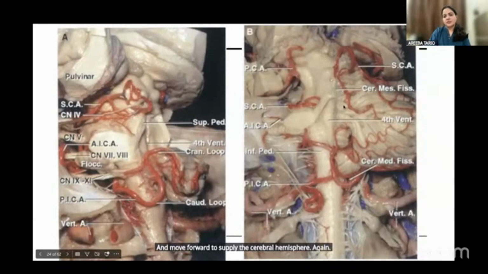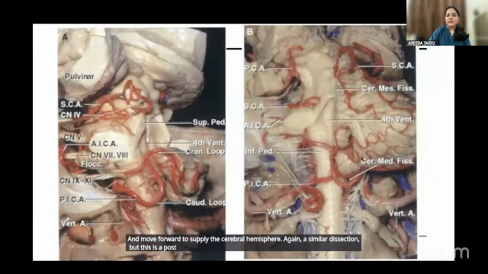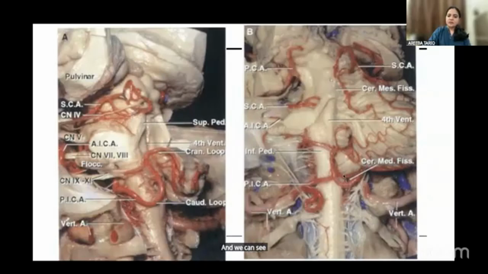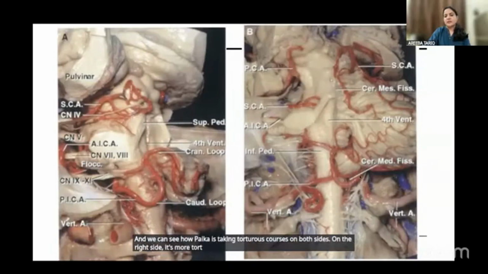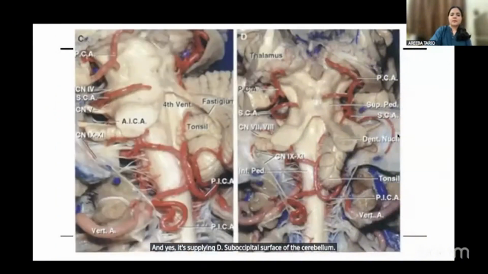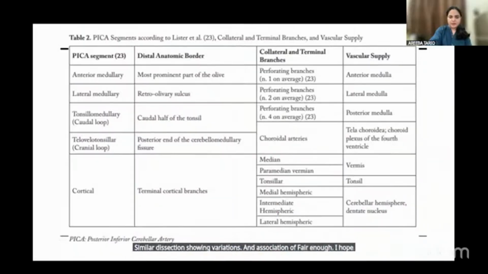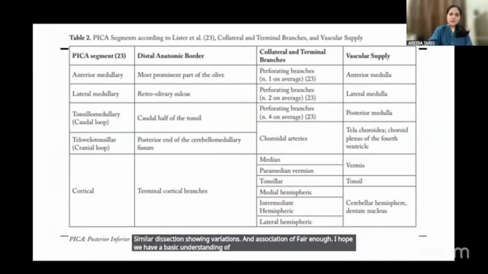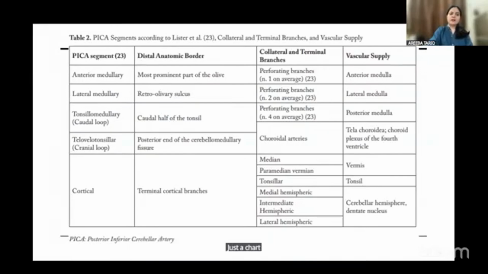Again, a similar dissection, but this is a posterior-anterior view, and we can see how PICA is taking tortuous courses on both sides. On the right side, it's more tortuous as compared to the left side, and yes, it's supplying the suboccipital surface of the cerebellum. Similar dissection showing variations and association of cranial nerves. I hope we have a basic understanding of PICA by now. Just a chart to remind that it's made up of 5 segments.